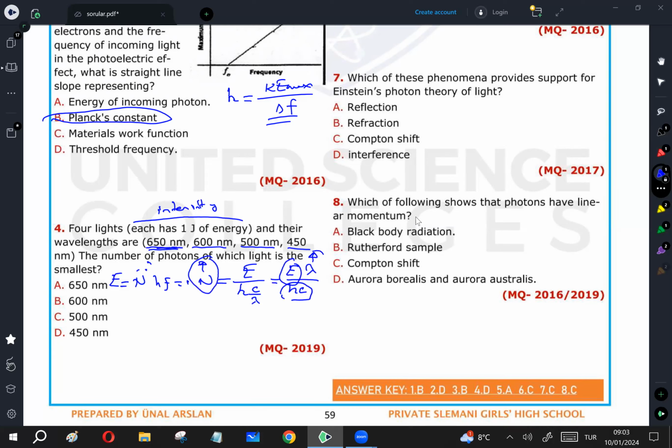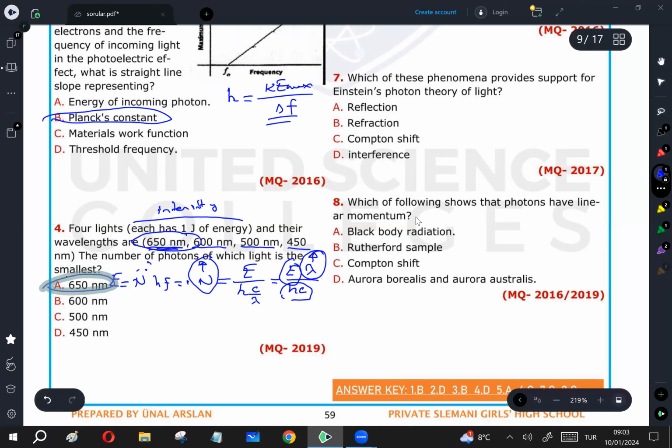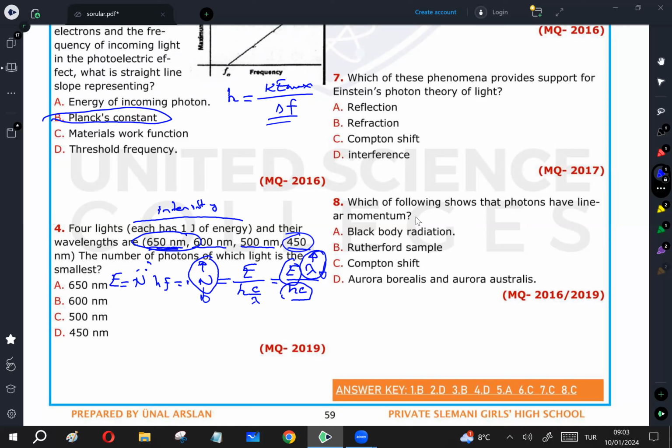And which light has greater wavelength, longer wavelength, it will have greater number of photons, of course. 650 is the longest wavelength, so 650 will have the greatest number, pardon, the smallest number is the opposite. So smallest wavelength, smaller number of photons. Smallest wavelength is 450. So 450 nanometer will have smallest number of photons.